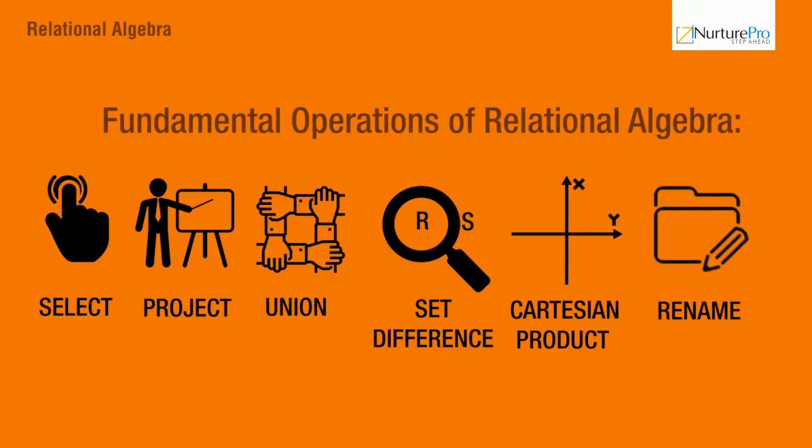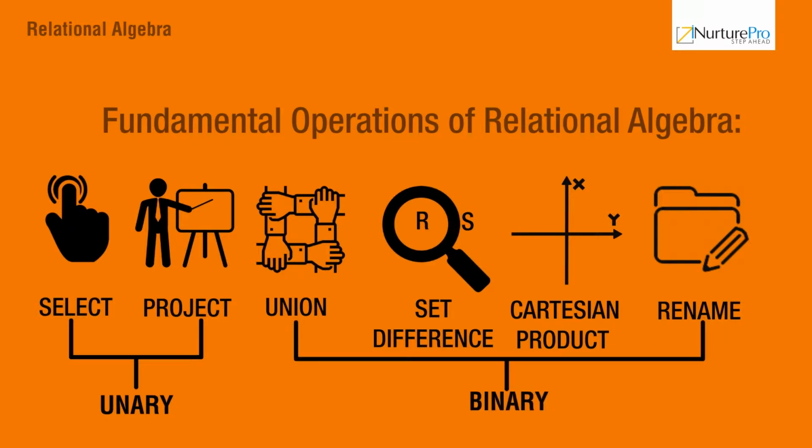rename. Your select and project operations are called unary operations since they operate on a single relation, whereas union, set difference, Cartesian product, and rename operations are called binary operations since they operate on pairs of relations. Now let us take a look at each operation of relational algebra in detail.